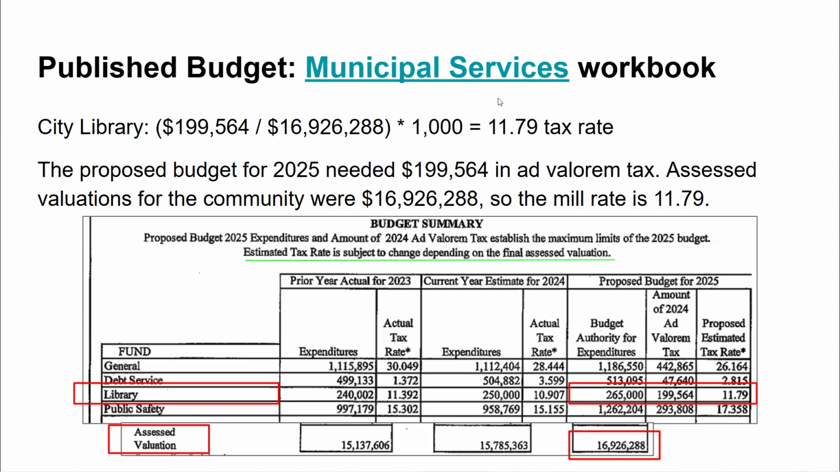So just remember that. Know that you can ask your taxing authority for this municipal services workbook, and you can go and find the library fund page, and you can look at this budget summary, and you can have this as part of your budget. And I think that's a really good thing to think about doing. I want where it's underlined in green. Notice that it says this is estimated tax rate. It's subject to change depending on the final assessed valuations.